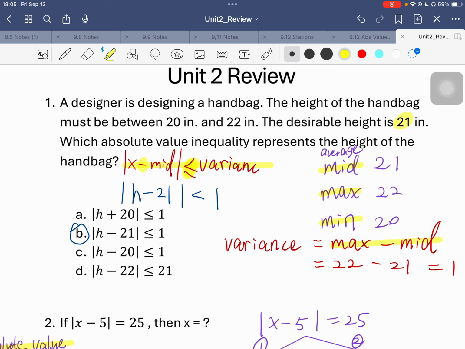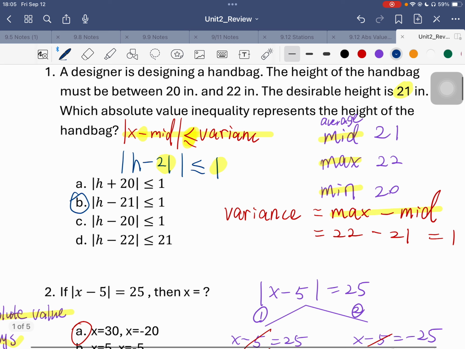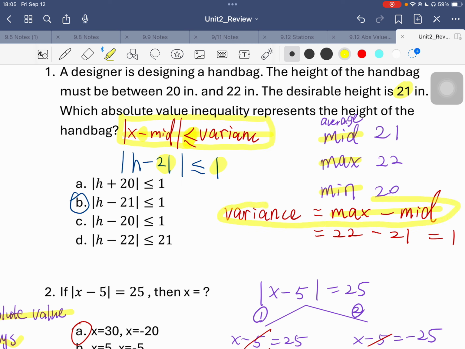Now let's plug these numbers back into the equation. 21 is the midpoint, 1 is the variance, and h is actually the x in the equation. So the absolute value of h minus 21 less than or equal to 1 is the answer. Please write this down on your cheat sheet, and also the variance on the cheat sheet.